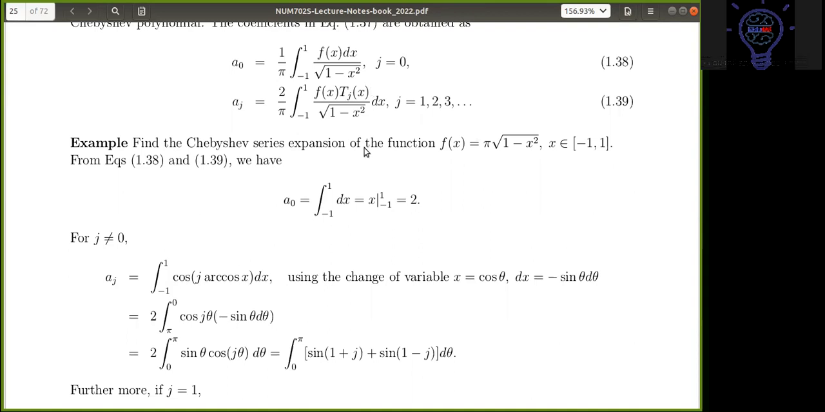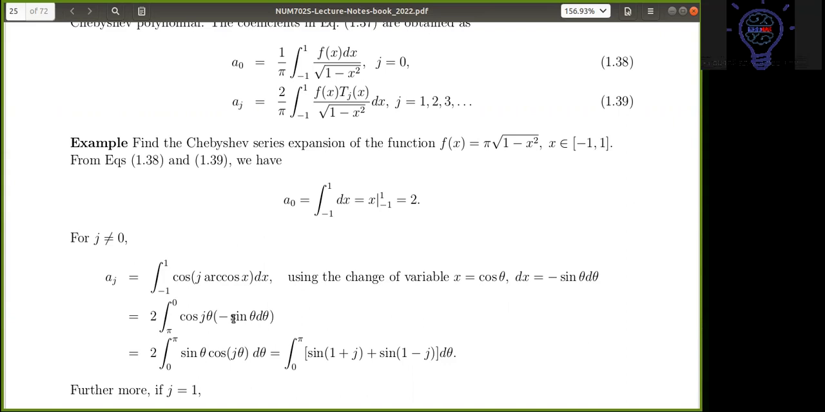T_j(x) dx. And T_j(x), what is it? T_j(x) will be cosine of j arccosine x. So that's what we get here, with a 2 in front that I omitted. Now the integral depends on x, so we will use a change of variable, x equal to cosine theta. So dx will be negative sine theta d theta. If we substitute that into the integrand, we obtain this.